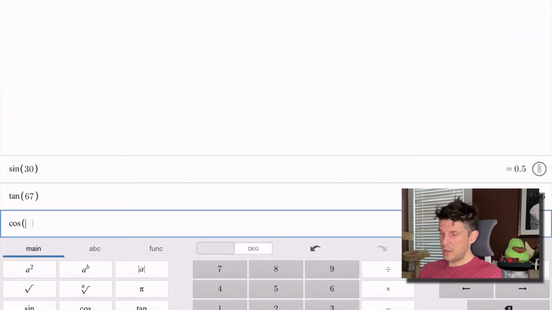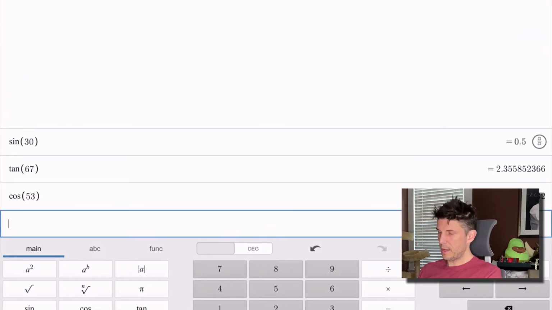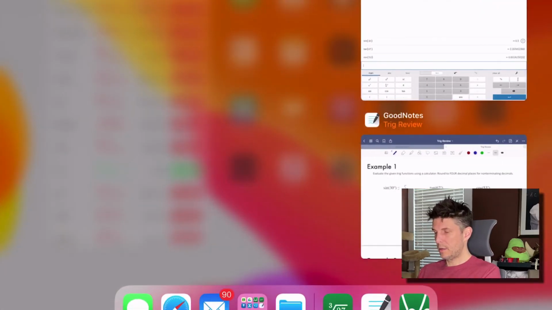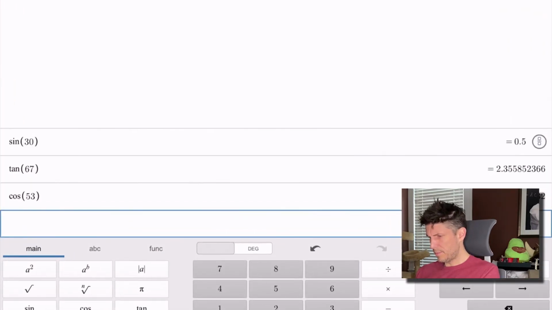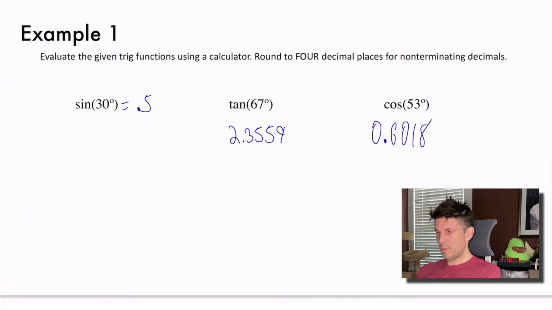So cosine 53, and that should be 0.6018. 0.6 or 0.6018. Is that what that says? Yes. Okay. Wonderful. All right. So hopefully you know how to use your calculator. Again, you might have a TI-84, or just maybe a regular scientific calculator. I do enjoy a free Desmos scientific calculator, so I would check that out.